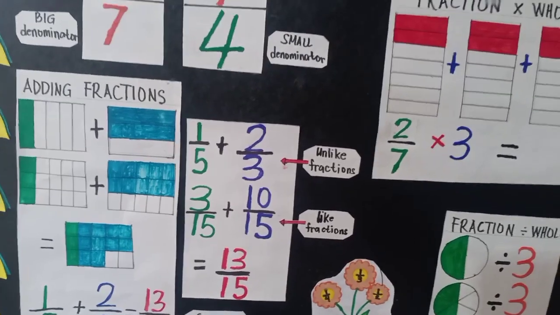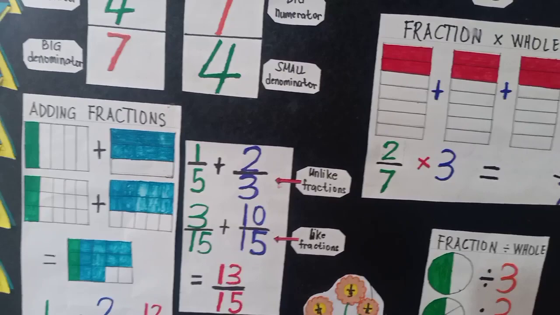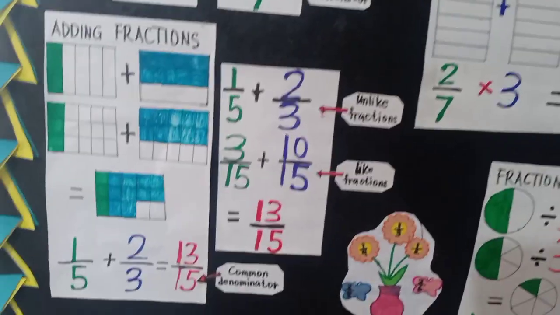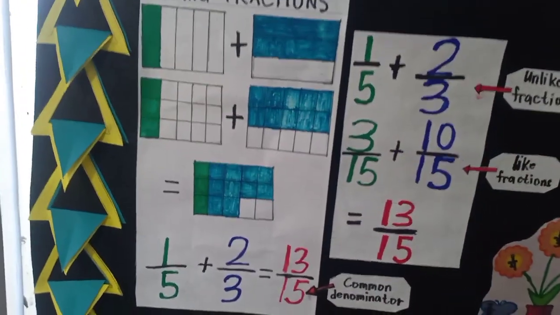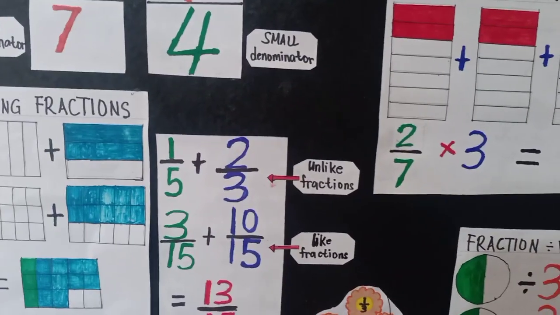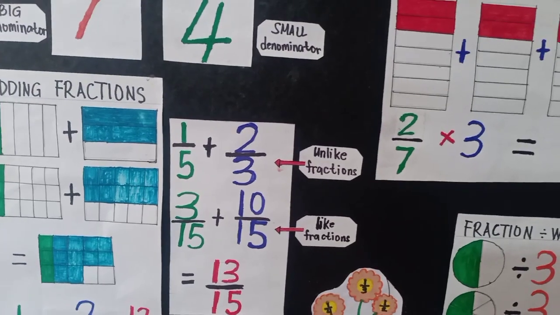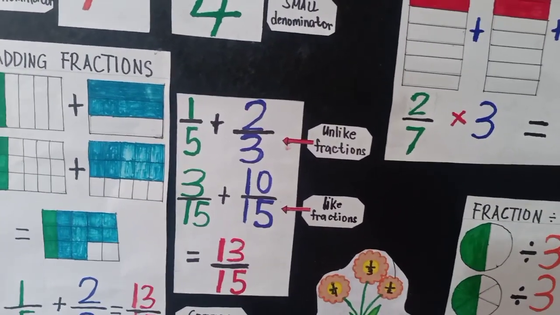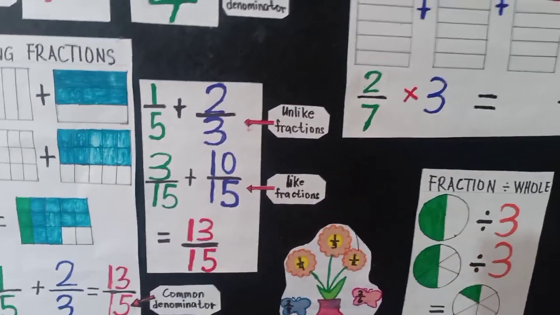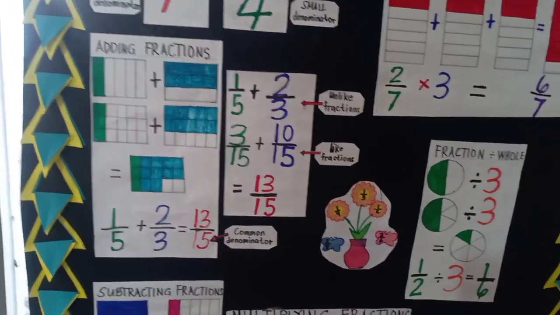So we add 3 over 15 plus 10 over 15. So 3 plus 10 is equal to 13 over 15. So the answer is 13 over 15. So we shade 13 over 15. So 1/5 plus 2/3 is an example of unlike fractions or dissimilar fractions because the denominators are different. And 3 over 15 plus 10 over 15 is an example of like fractions or similar fractions because the denominators are the same.